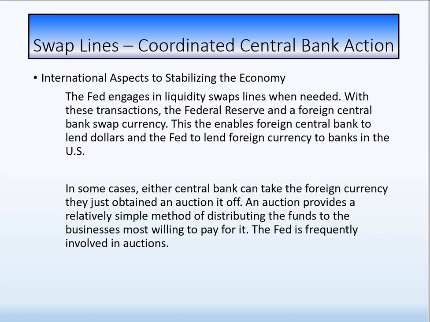When a crisis hits and currency shortages appear, the Fed and other central banks coordinate currency swap lines. A stable world economy leads to a stable U.S. economy. Either central bank can take the foreign currency they obtained and auction it off. An auction provides a relatively simple method for distributing the funds to the businesses most willing to pay for it. Central banks are frequently involved in auctions, so they have the network capacity to announce and run an auction quickly.